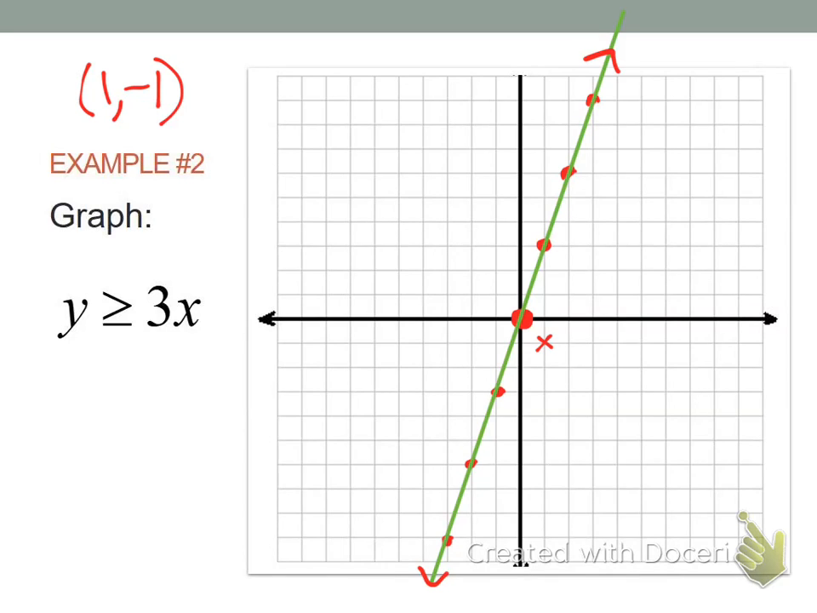I plug what in for y? Negative 1. Greater than or equal to 3 times 1. 3 times 1? So I'm left with negative 1 is greater than or equal to 3. No, that's not true. So I do not want to shade on the side where I put that little x. I do not shade that side. I go to the other side of my boundary line, and that's where I shade. And again, we shade in the whole thing.